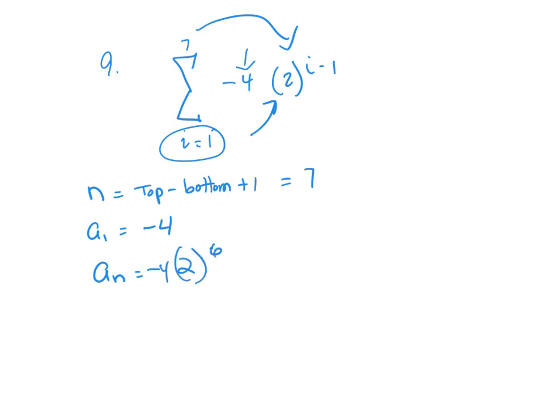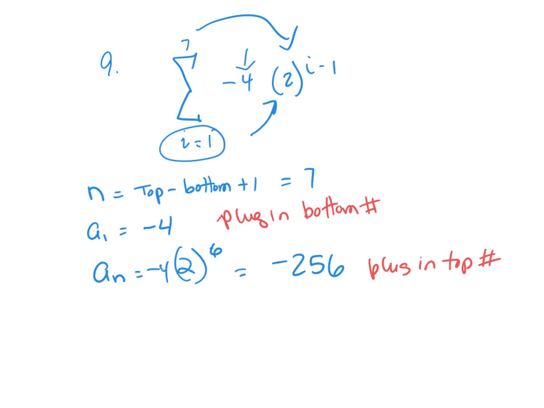Because 7 minus 1, what's that? Wait, AN is plug in top number, right? Yep. So we plug in the top number, the bottom number to get A1 and the top number to get AN.